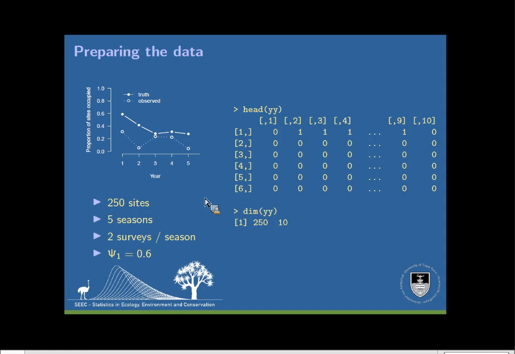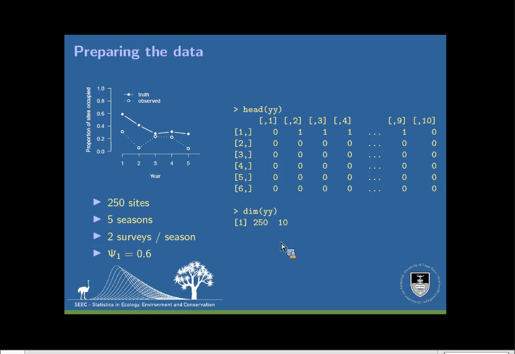In the simulations I used an initial occupancy probability of 0.6 and then variable extinction and colonisation probabilities and also variable detection probabilities. You can see the true proportion of occupied sites starts at 0.6 and then declines a bit. If we didn't account for the observation process, we would observe the species at a lot fewer sites because the detection probability is less than 1. The dotted line here is the uncorrected observed occupancy.